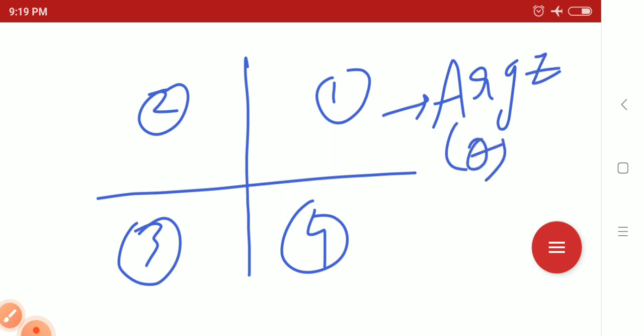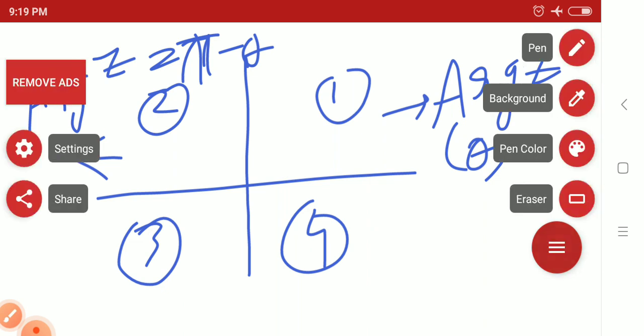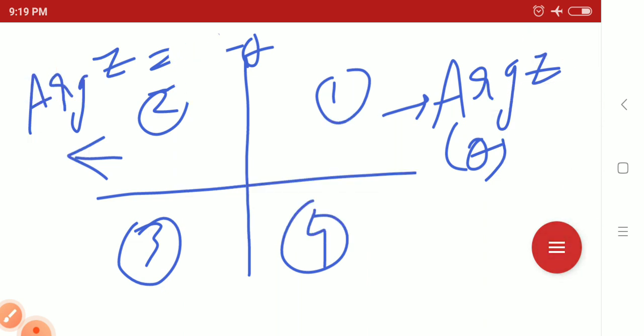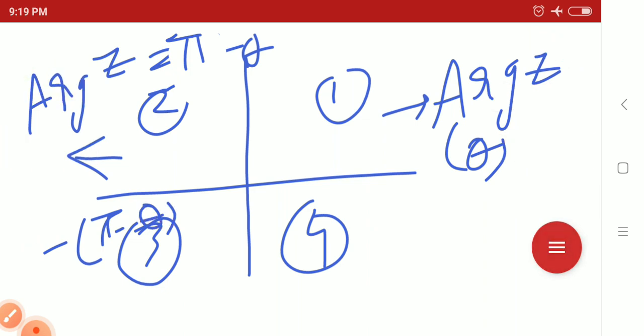Theta. If theta is lying in the second quadrant, then the argument of z will be pi minus theta. Let me write clearly: the argument of z will be pi minus theta. If theta lies in the third quadrant, then the argument of z will be minus (pi minus theta). If theta lies in the fourth quadrant, then the argument of z will be minus theta. That's it for the principal argument of z.